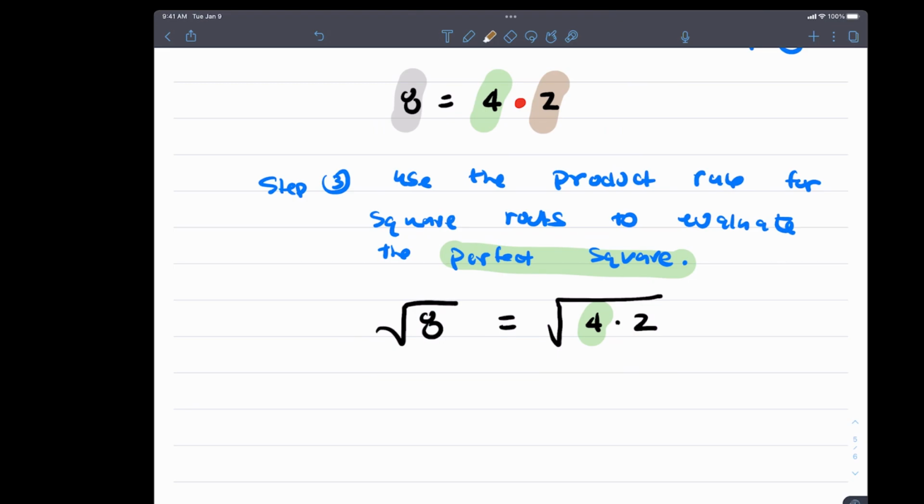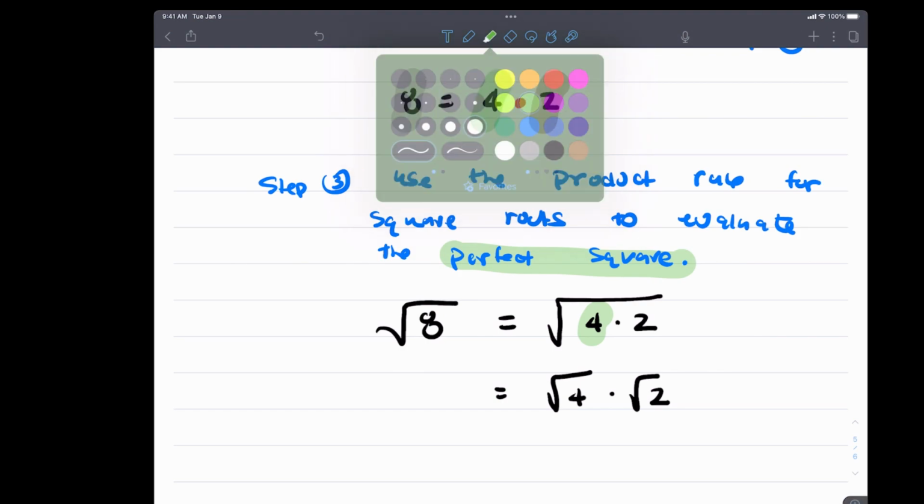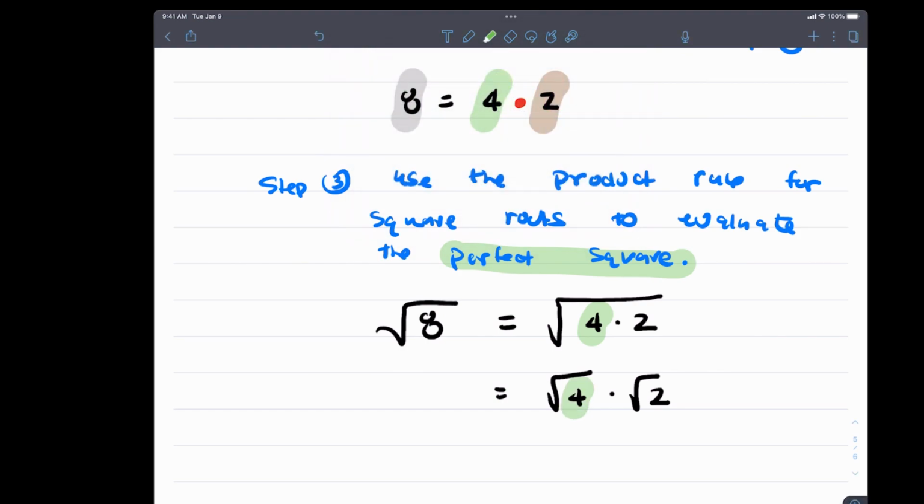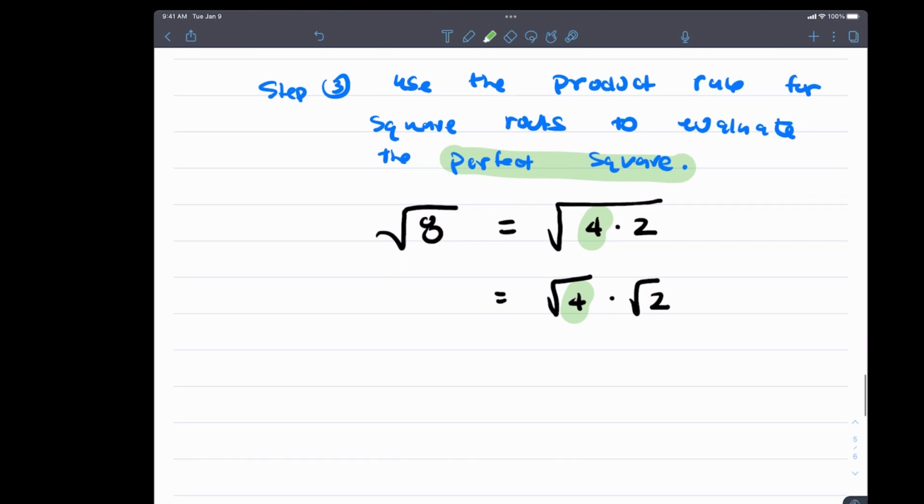What does the product rule say? You guys remember the product rule? You take the square root of 4 times the square root of 2. Because what do you guys know about 4? It's a perfect square. And you're pretty much done, ladies and gentlemen. Why do I know you're done? 2 times what? The square root of 2. Yeah, you just leave it the way it is as the square root of 2.